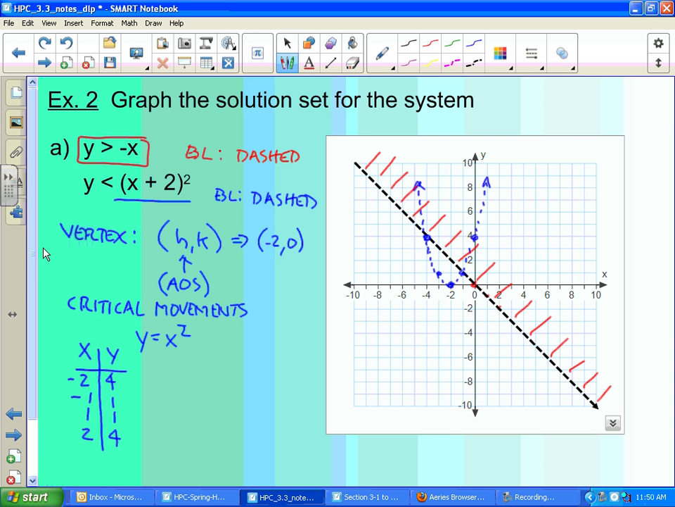Now for the quadratic. This one says to go less than, and again I'm thinking about below the curve. I can test a point. Let's say -6, 0. Is 0 less than 16? The answer would be yes on that one. And so the shading for the blue graph is going to happen here, below the curve.